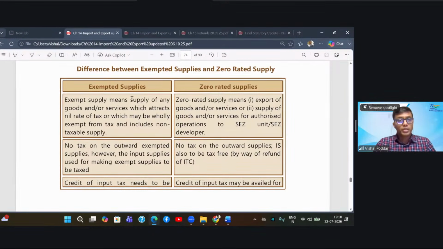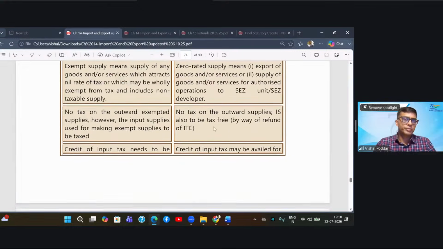All these supplies are treated as exempt supplies. So exempt supply means supply of goods, services which attracts nil rate, or which is wholly exempt from tax, and also includes supplies which are outside GST. As against this, zero rated will cover export of goods or services or supply of goods or services to SEZ for authorized operations.